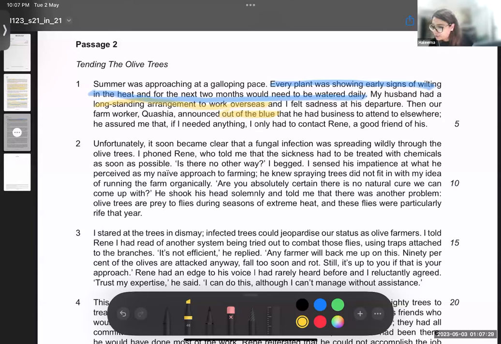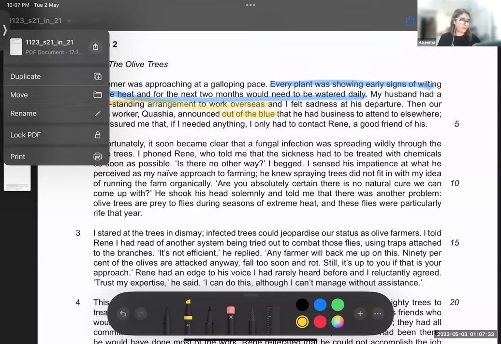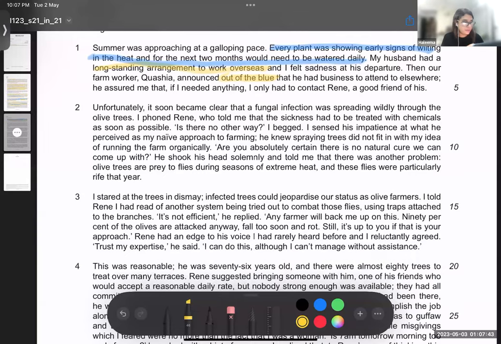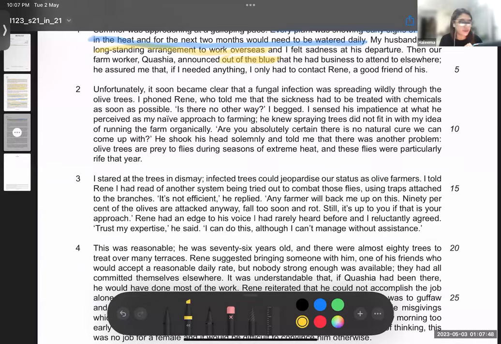basically is from paragraph two. A says, why did the writer phone Renee for help? All right, so you pick out your response based on the idea that it soon became clear that the fungal infection was spreading widely through the olive tree. So this is something, I phoned Renee. So if this information follows, why did the person call the person? Because there was a fungal infection. So you write that in your own words, and it will go. Basically, this is how you go about questions that highlight the idea of understanding the meaning of the passage.